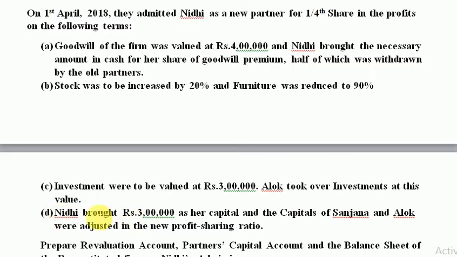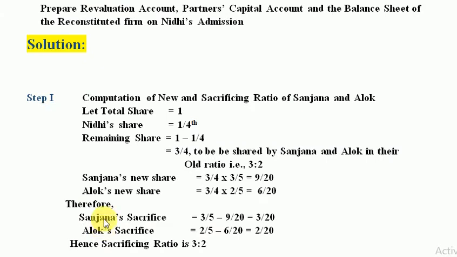So Nidhi is a new partner whose share was already given as 1 by 4, see here, and she brought rupees 3 lakh as her capital. I hope this question is clear to you. Since you must have practiced the previous questions from the exercise, you should be able to understand this. What is new is this adjustment number D. So here is your solution.